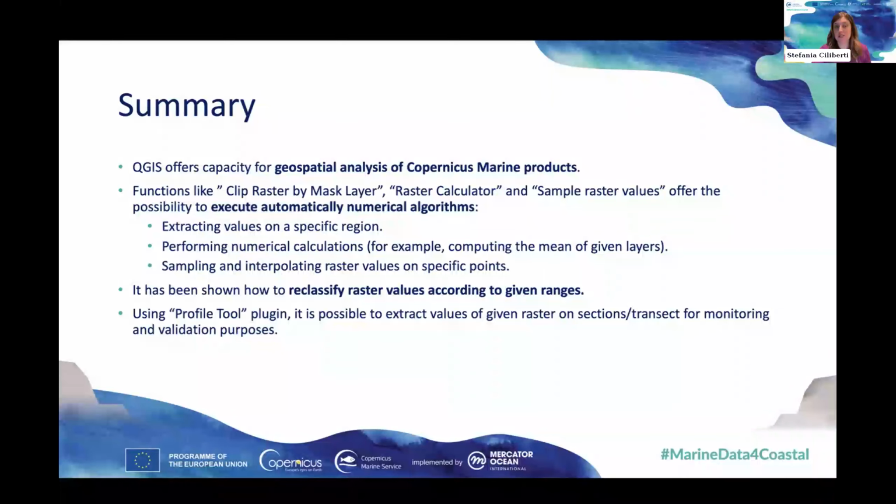Of course, with QGIS, you have a lot of capacity for analyzing the Copernicus Marine products with geospatial tools in a very extensive way. We have learned how to use some basic functions for executing numerical algorithms automatically for extracting values on a specific region, performing some numerical analysis, for instance, computing the mean of the chlorophyll in a certain period, like shown before with the raster calculator, or sampling and interpolating raster values on specific points, but also regions.